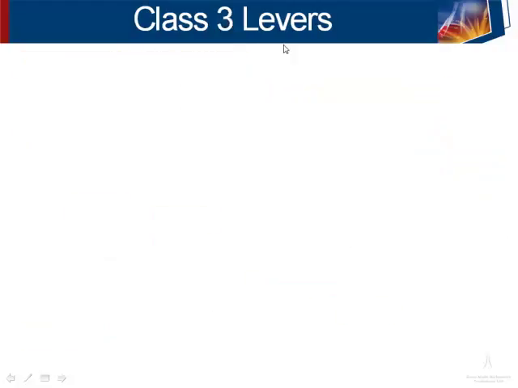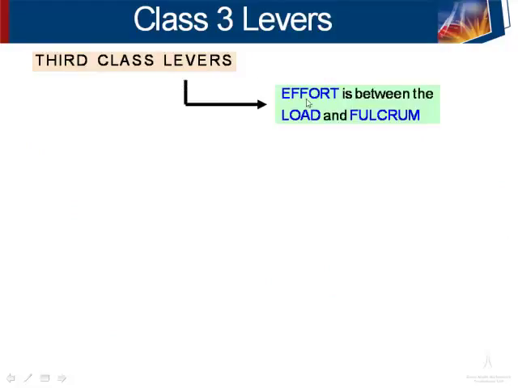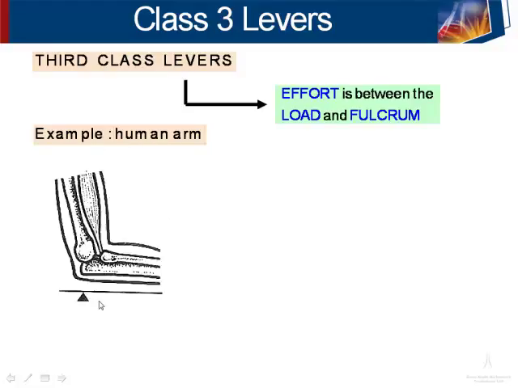Looking at class 3 levers, in the third class lever system, we find the effort is between the load and the fulcrum. So the load and the fulcrum are on either end of the lever system and the effort is in the middle. The example is the human arm. Let's have a look at this, where your elbow is your fulcrum. So in the lever system, the fulcrum is at the end, and in the human arm, the fulcrum is the elbow.